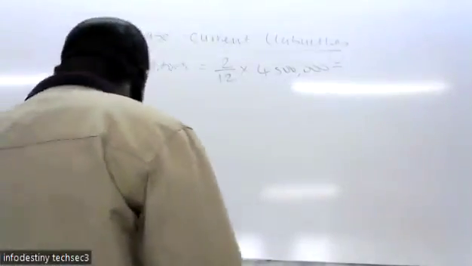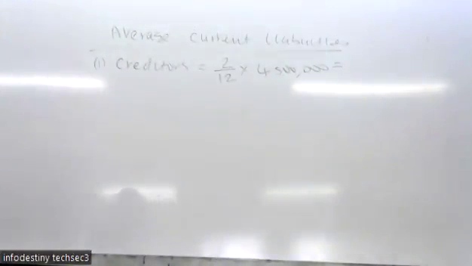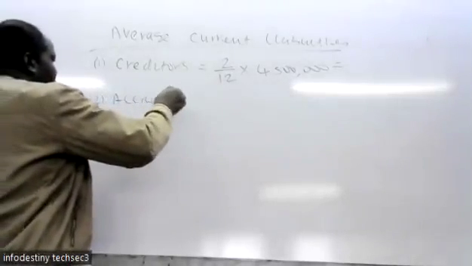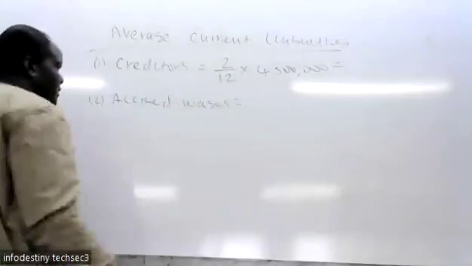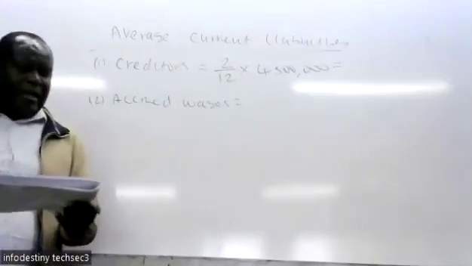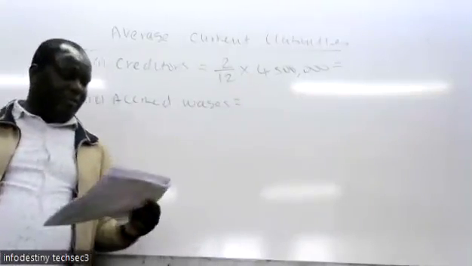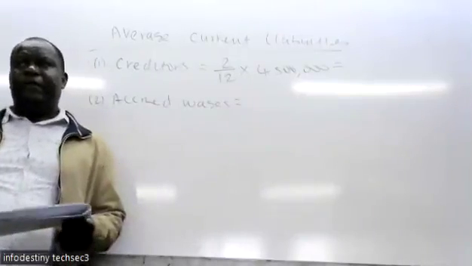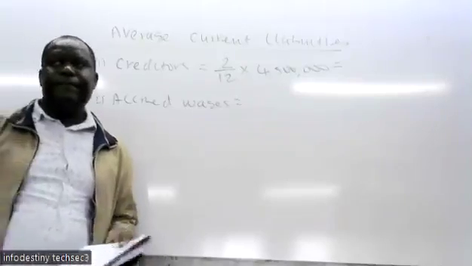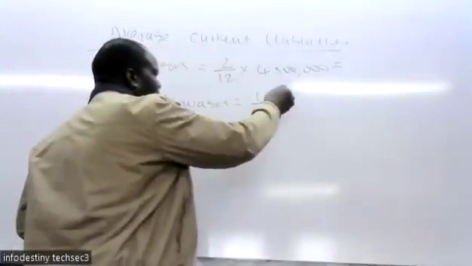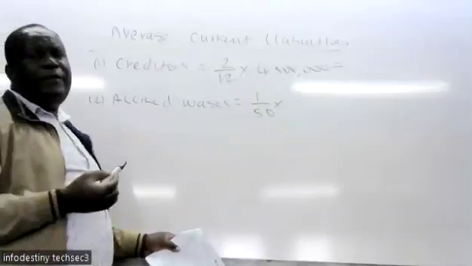The number 2 will be accrued wages. The one for the labor that has not been paid, which we refer to as accrued wages. So for direct labor, how many weeks did they give you in the note number 2? When you check note number 4, how many weeks are there in a year? So you will take 1 week, divide by 50.